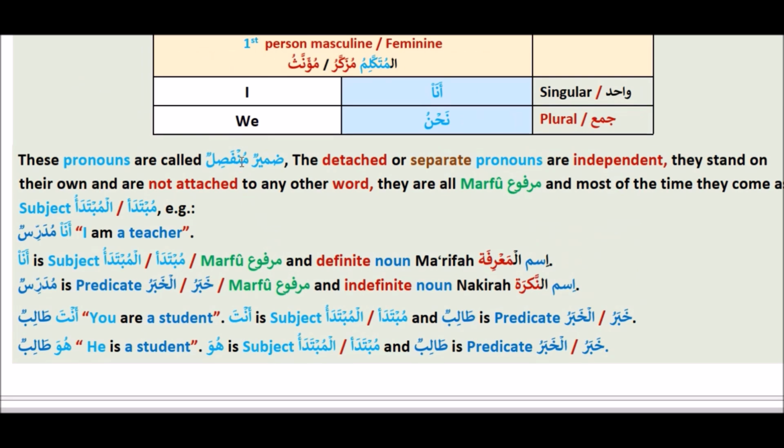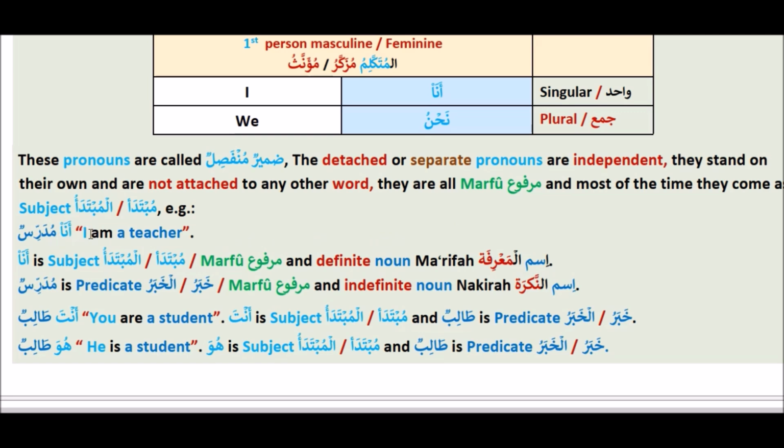These pronouns which we have discussed are called zamirun munfasilun, the detached or separate pronouns. They are independent, they stand on their own and are not attached to any other word. They are all marfu, and most of the time they come as subject, mubtada.